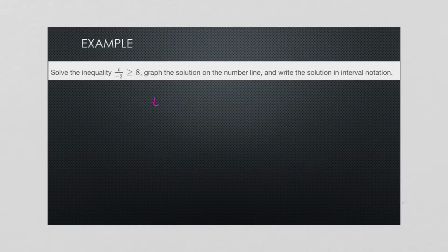Alright, this problem, t divided by negative 2 is greater than or equal to 8. In order to solve for t, we have to multiply both sides by negative 2. I just multiplied by a negative number, so I have to flip my sign around.